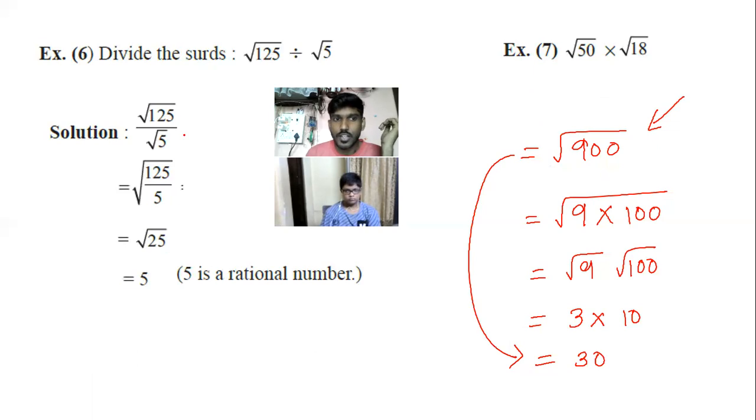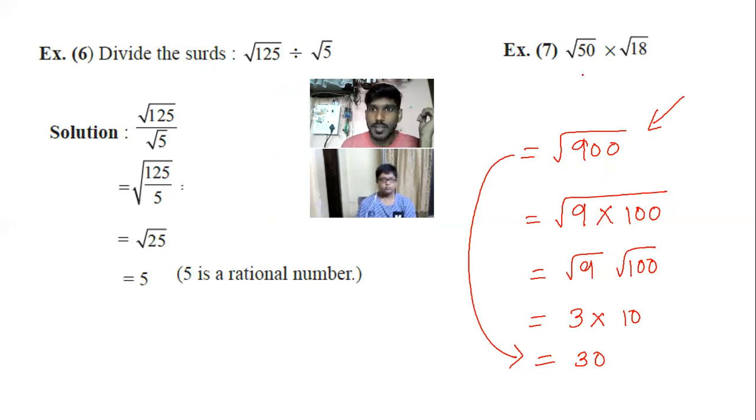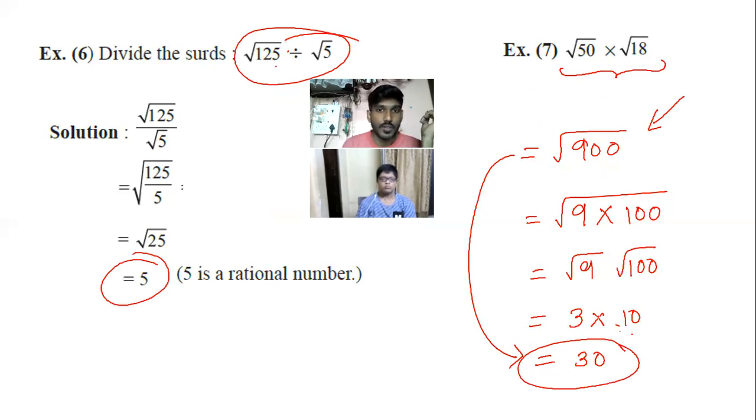Okay. From this example, you should note one thing: multiplying two surds or dividing two surds can give you a rational number also. Multiplication and division of two surds can give you an irrational number, like the previous example, and it can give you a rational number also. Keep that in mind. A surd is an irrational number, but it is not necessary that if you multiply or divide two irrational numbers, you cannot get a rational number also.